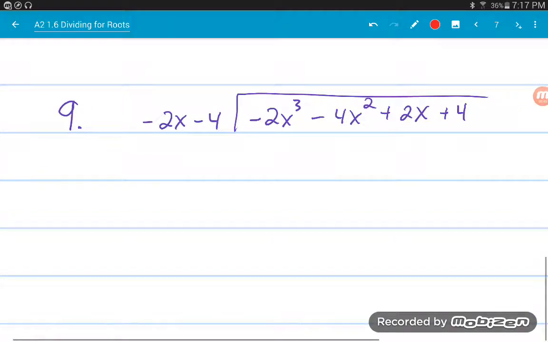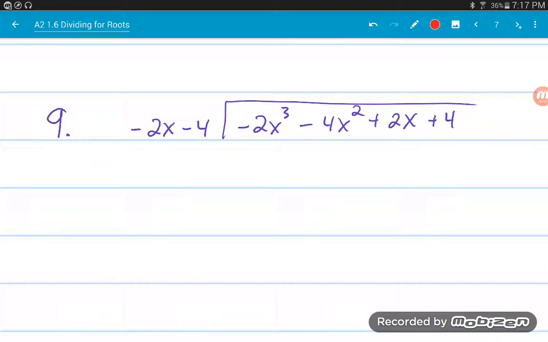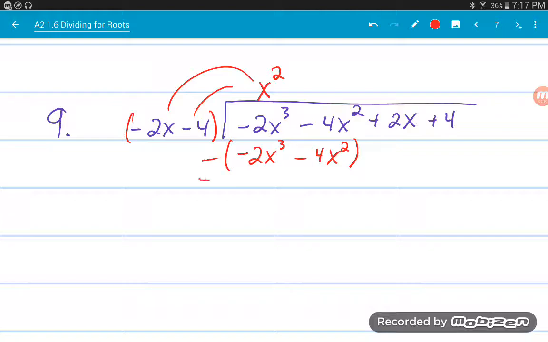Okay, if you are watching, I assume that you've done this already, in which case this is a check. This is not a full explanation. I already did the full explanation on the previous example. Negative 2x goes into negative 2x cubed x squared times. Multiply down gets me negative 2x cubed times negative 4 gets me negative 4x squared. Parentheses and subtract. I love these because two terms cancel out. That means I save a step.